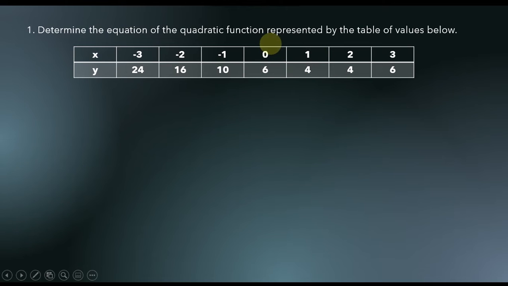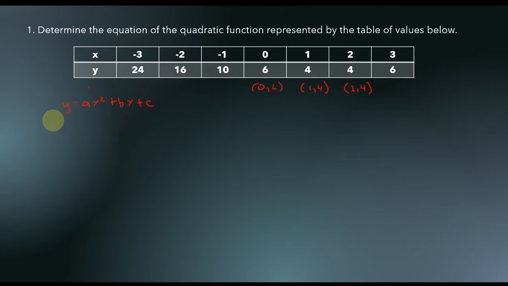So I'll be picking (0, 6), (1, 4), and (2, 4). Let's start by having our equation y equals ax squared plus bx plus c. And then let's start with our first point, which is (0, 6).